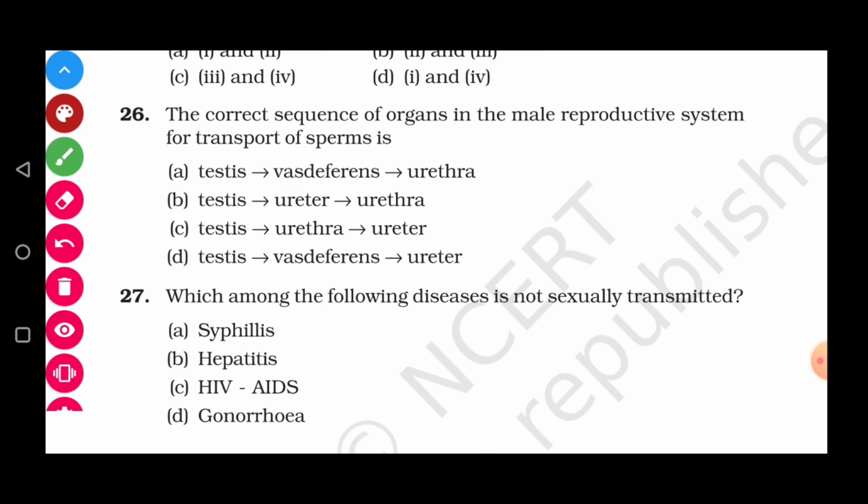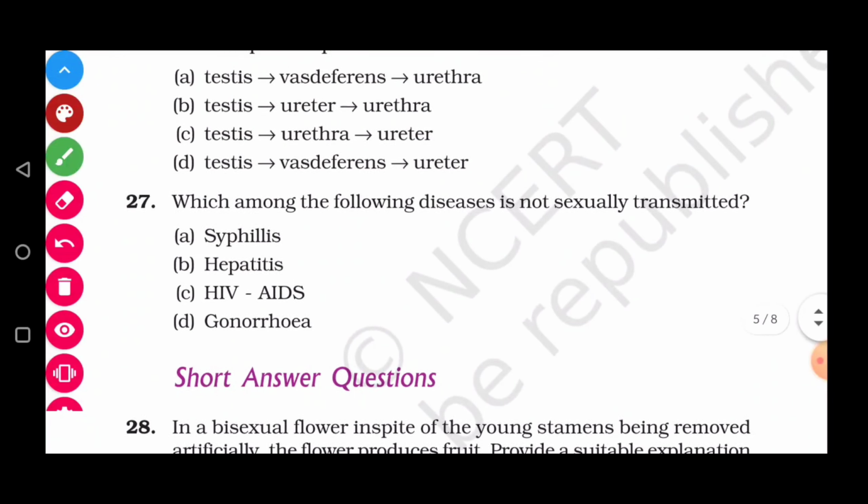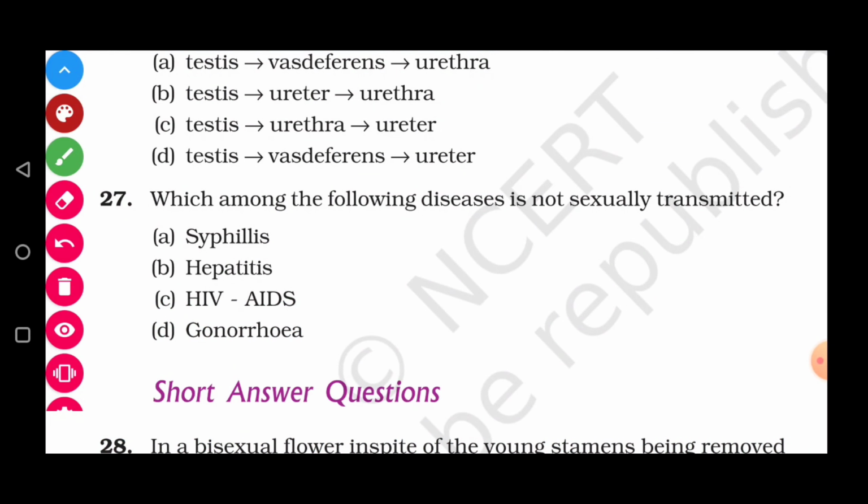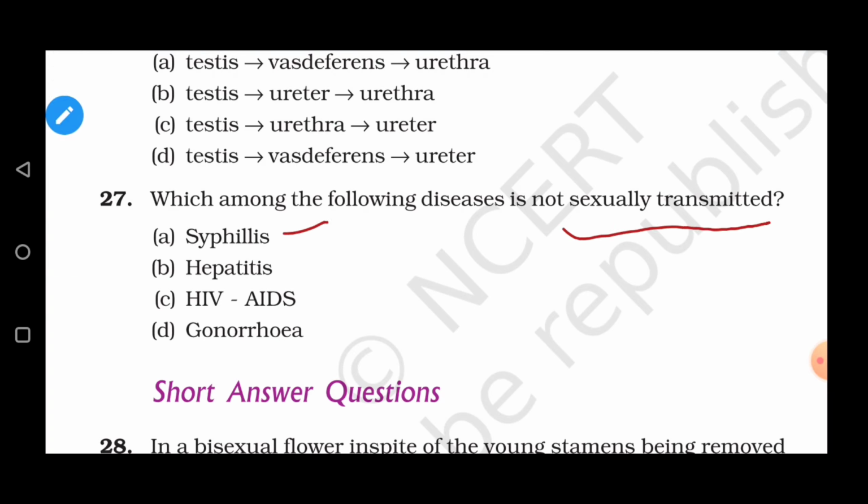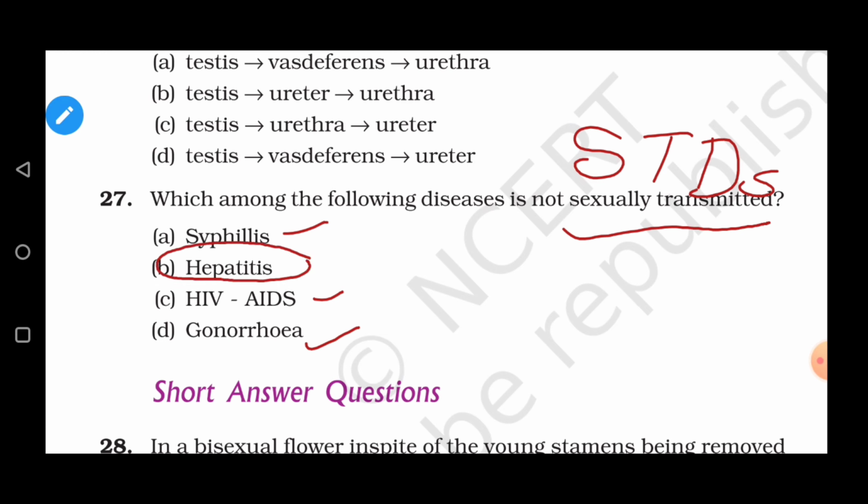Next question is question number 27. Which among the following disease is not a sexually transmitted disease? इनमें से कौन सी disease ऐसी है जो sexually transmitted नहीं है? Syphilis is a sexually transmitted disease. These type of diseases are known as STDs, sexually transmitted diseases. So syphilis is an STD and HIV, AIDS and gonorrhea are also STDs, but hepatitis is not a sexually transmitted disease. It's a viral disease which can be transmitted through the contaminated food or water, especially water. So it's a waterborne disease. So correct answer is hepatitis. Rest all are STDs or sexually transmitted diseases.